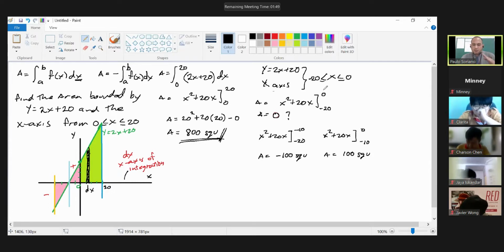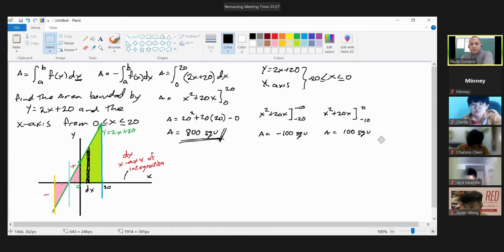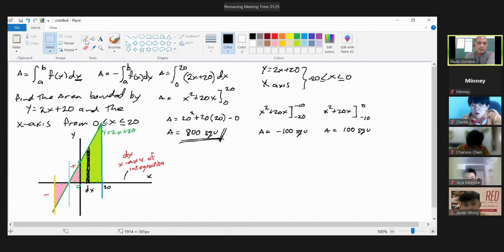So it's important for you to graph first so that you can see what areas are below and what areas are above, so that you know how to split them into two. Clear? Okay? So the proper way of solving it is this. These two are now area 1 and area 2, added together. But this one is expressed with a negative in front using this. Clear?